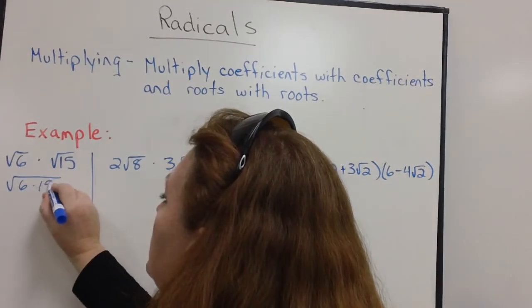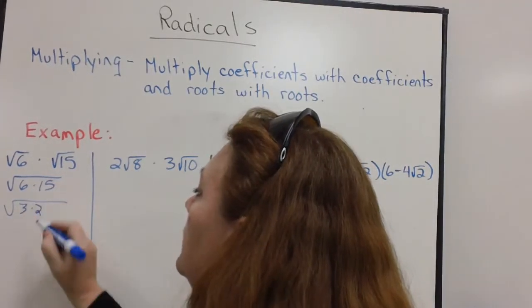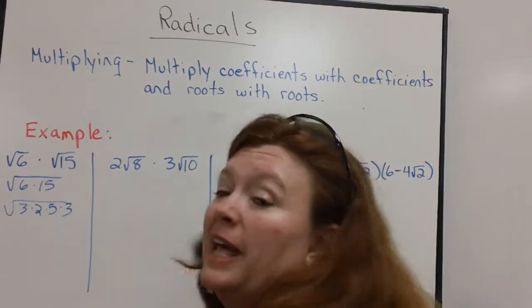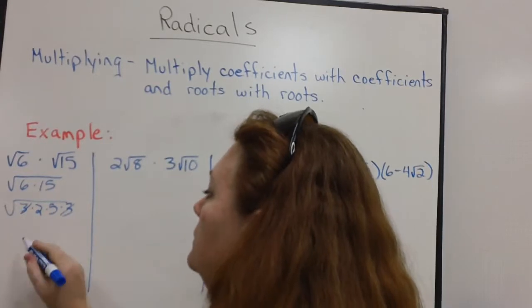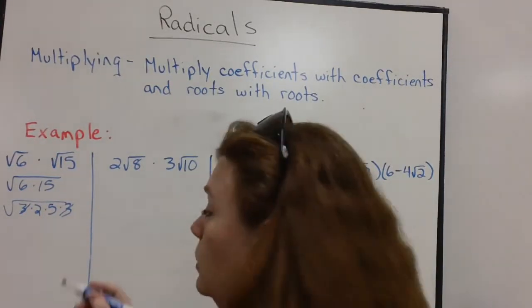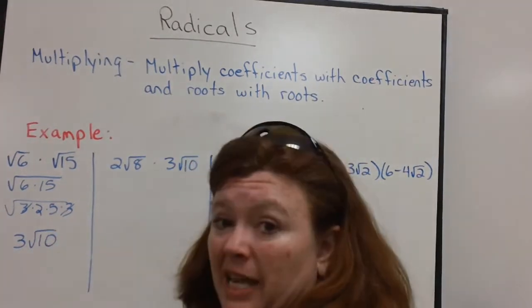6 times 15. 6 breaks down into 3 times 2. 15 breaks down into 5 times 3. And I have a pair of 3's that I can cross off. Write it once on the outside. I do not have another pair, so the 2 times the 5 just gets multiplied. And I have 3 times the square root of 10.